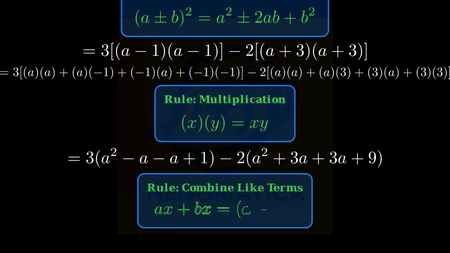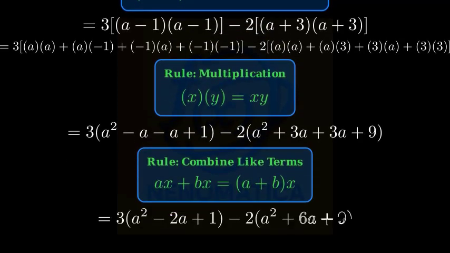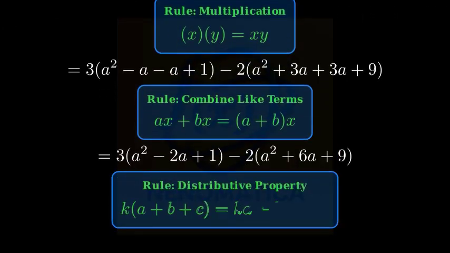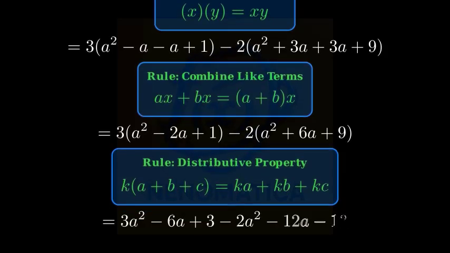Next, we combine like terms within each parenthesis. In the first expression, negative a minus a gives us negative 2a. In the second expression, 3a plus 3a gives us 6a. Now we distribute the coefficients through each parenthesis. For the first term, we multiply each term inside the parenthesis by 3, giving us 3a squared minus 6a plus 3. For the second term, we multiply each term inside the parenthesis by negative 2, giving us negative 2a squared minus 12a minus 18.